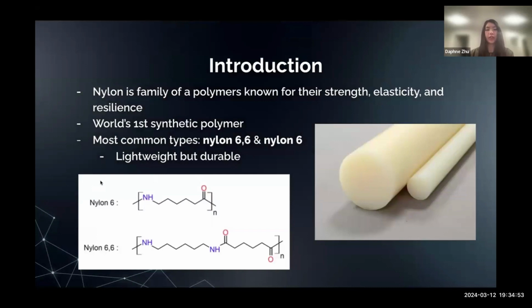So to give an introduction about nylon, nylon is a family of polymers that is very commonly used. They're known for their strength, elasticity, and resilience. Nylon was the world's first fully synthetic polymer. And the most common types that are used today are nylon 6,6 and nylon 6. They're named for the number of carbons in the repeating units as shown in this image. And they're prized because they're lightweight, but also durable at the same time.